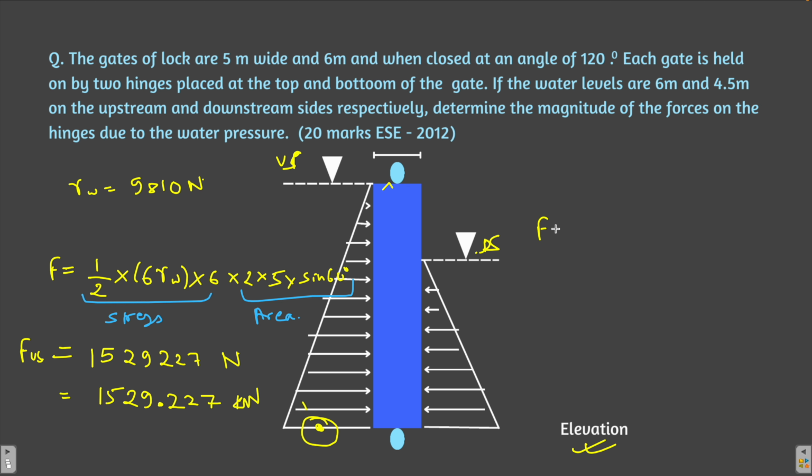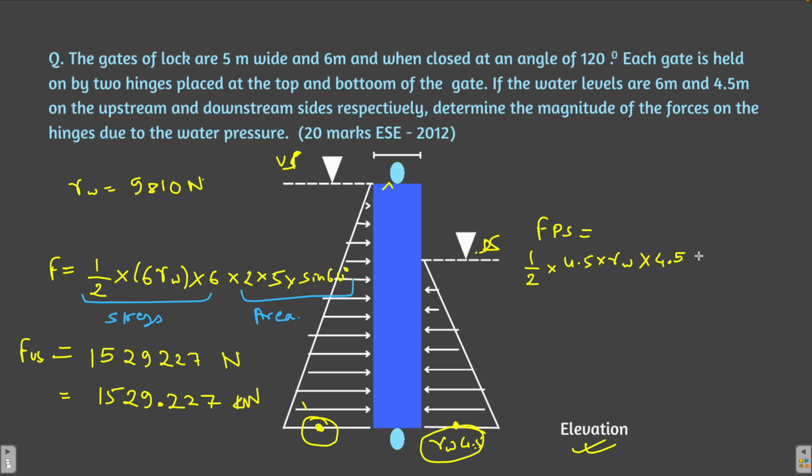Now let's find out the force for the downstream side as well. For the downstream side, the stress at this point will be how much? It is rho gh, that is gamma w into the height of the column of water, that is 4.5. So what is the total stress acting on the gate from the downstream side? It is half into base into height. So it will be half into, what is the base? Base is 4.5 into gamma w, into height. What is the height of the water? It is 4.5.